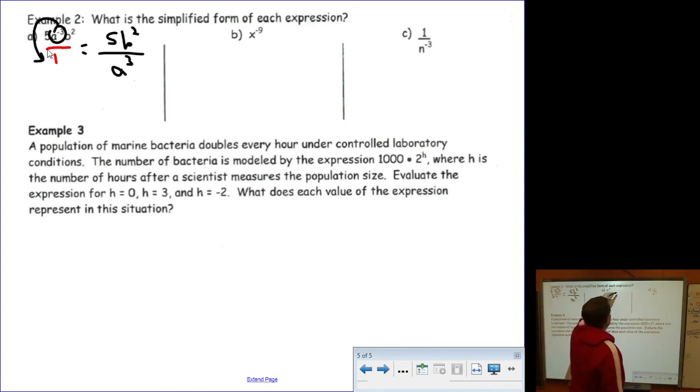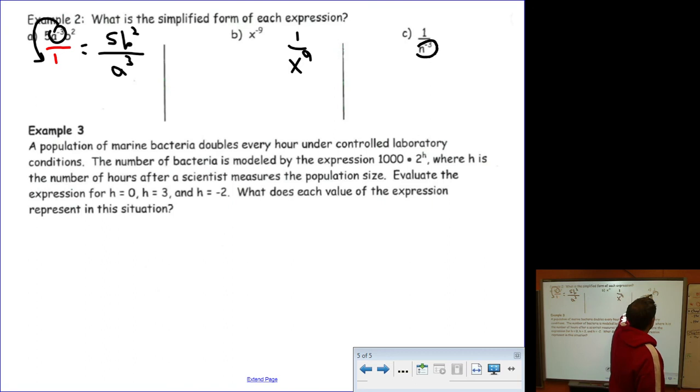Here, since I just have a single term, I would take the reciprocal of x, and that would turn the exponent positive. And here, since the n is on the bottom, I would move it to the top, and I would have n to the 3rd over 1, or just n to the 3rd.